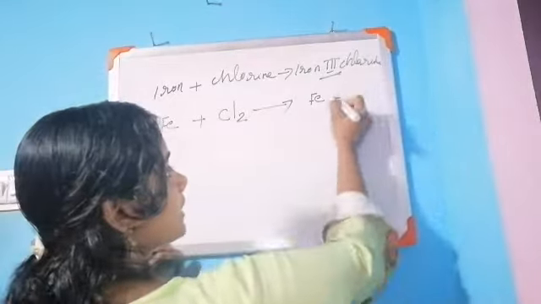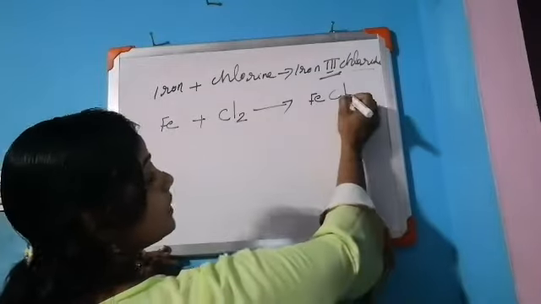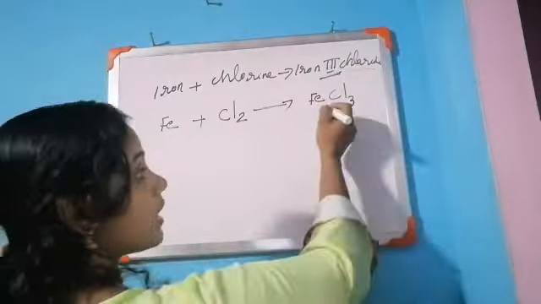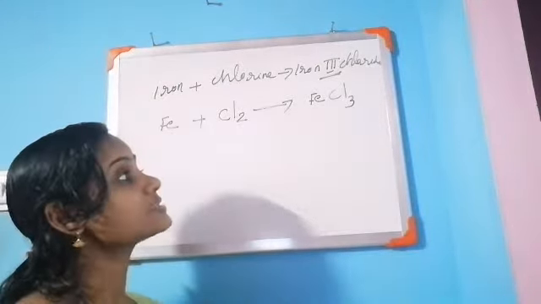Next, chloride, that is Cl. Iron valency is 3, so we should write it as the subscript of chlorine. Chlorine valency is 1, so no need to write. So the symbol of iron 3 chloride is FeCl3.